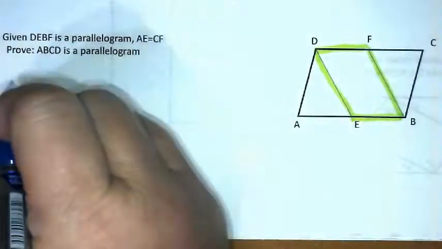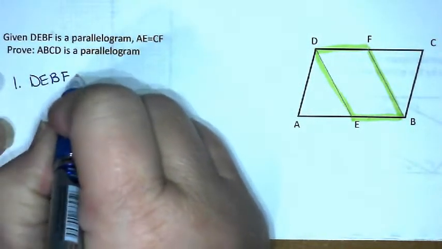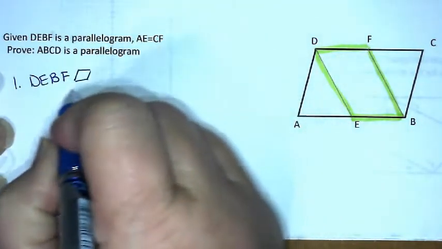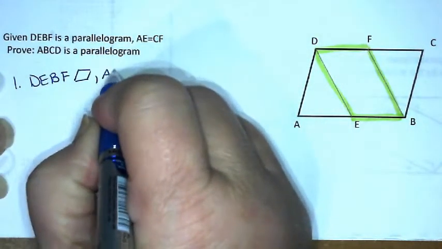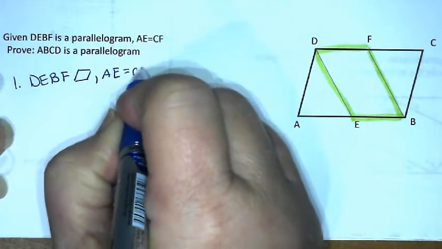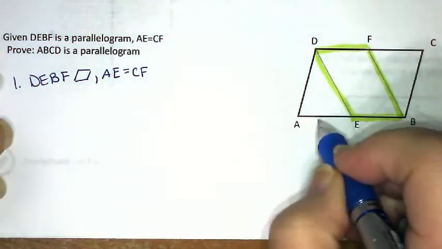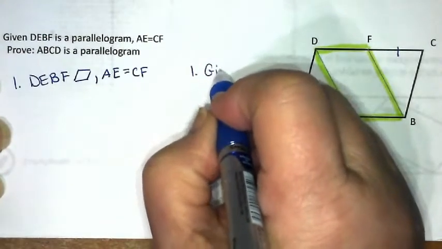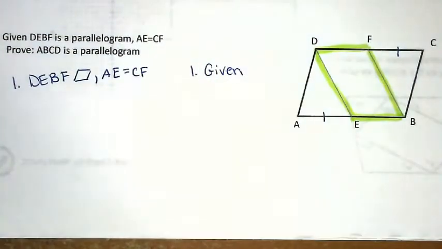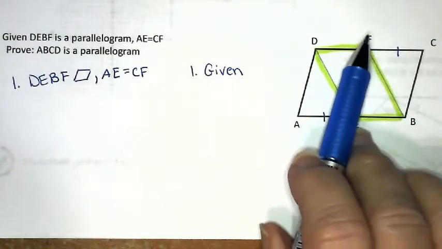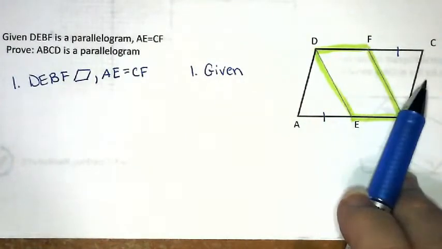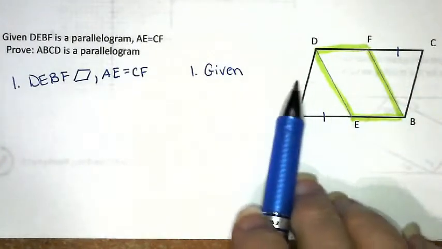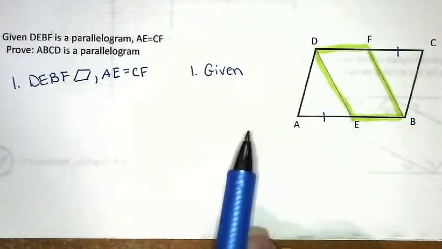So we're going to start with number 1. DEBF is a parallelogram, and AE is congruent to CF. That's going to come in handy. AE equals CF. That's our given. So let's think about our rules. If I could prove that both pairs of opposite sides were parallel, but I don't think I can do that because I don't know anything about CB and DA.